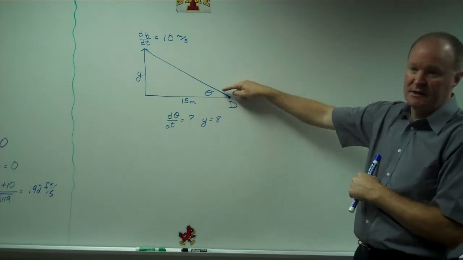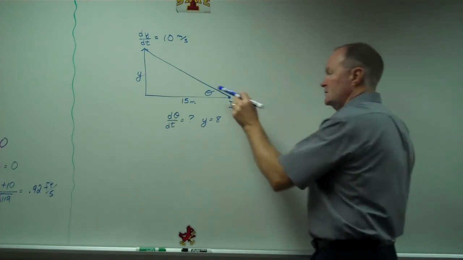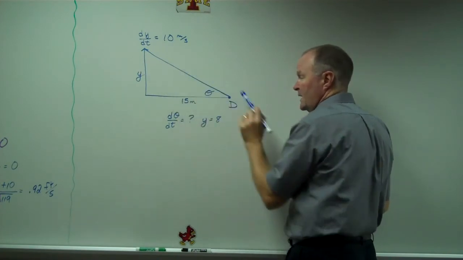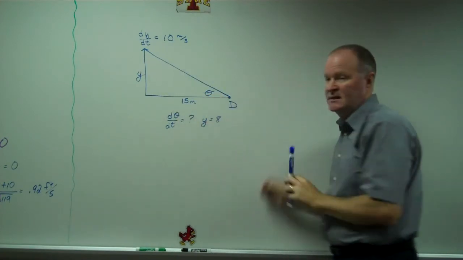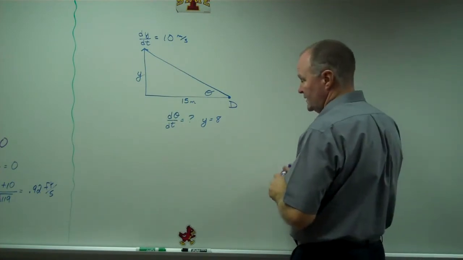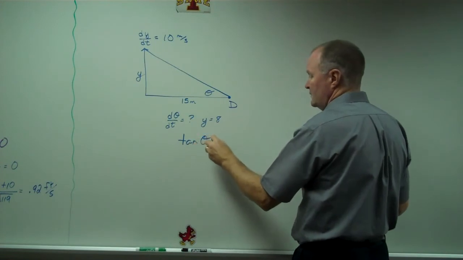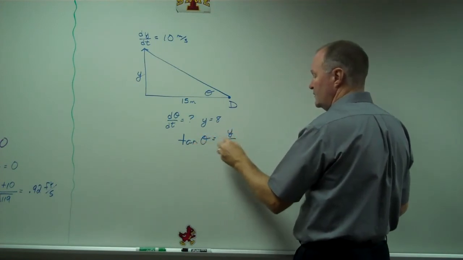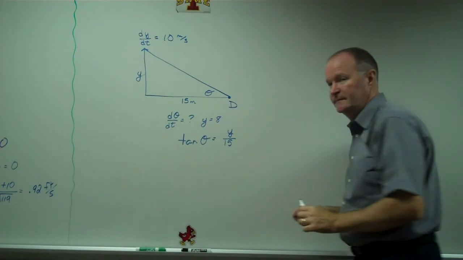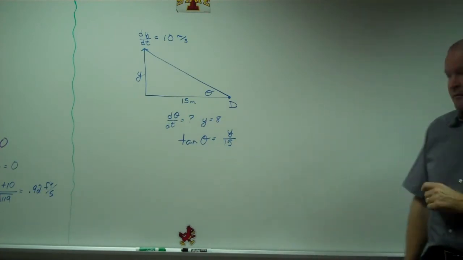Now it's got to angle stuff, so there's only one choice, SOHCAHTOA. Y is the opposite, 15 is the adjacent. So we only really have another one choice, that is the tangent of theta is y over 15. Comparatively, it's somewhat basic from what we've been messing with.